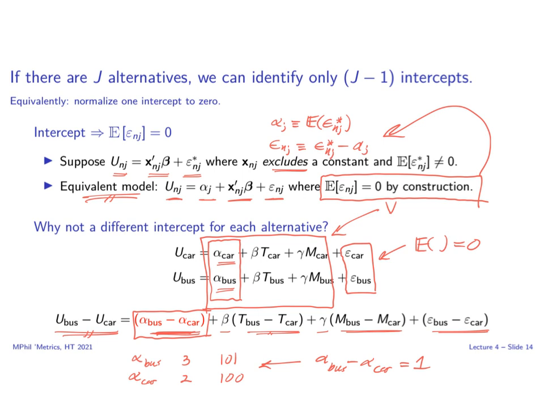More generally, in a model with J alternatives, we can only identify the J minus 1 unique differences of intercepts. Another way of thinking about this is by designating one of the alternatives as the base case or the default, as we did when constructing differences of errors on the previous slide. We can only learn the differences of intercepts relative to this base case.